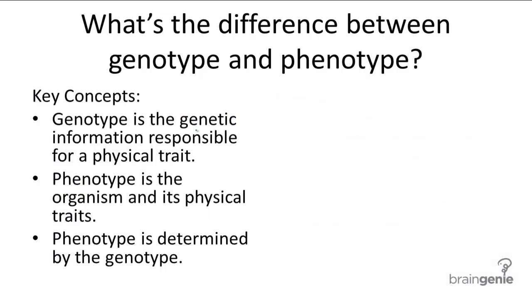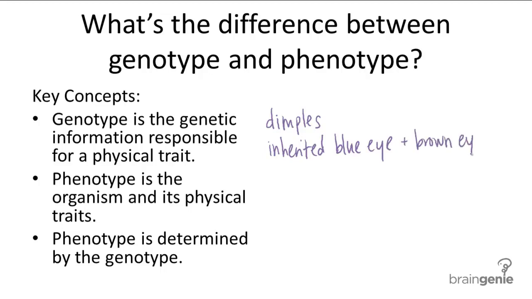So let's do some more examples. Which of the following describes genotype and which of the following describes phenotype? If we're talking about Sam's dimples or Kayla's inherited blue eye allele and brown eye allele from her mom and dad respectively. Or what if we're talking about roses? Roses are red. Or that George has curly hair. Which of these are phenotypes and which of these are genotypes?